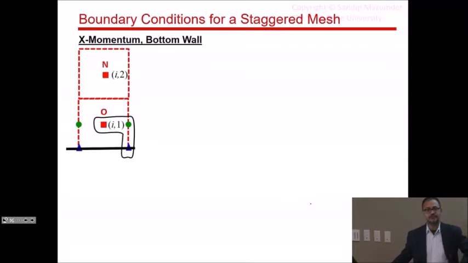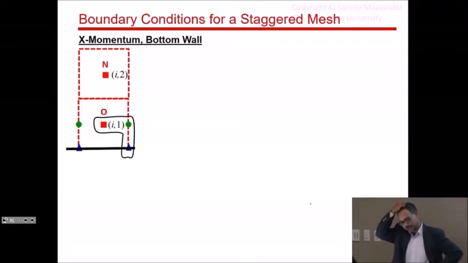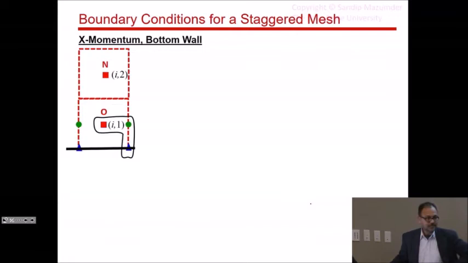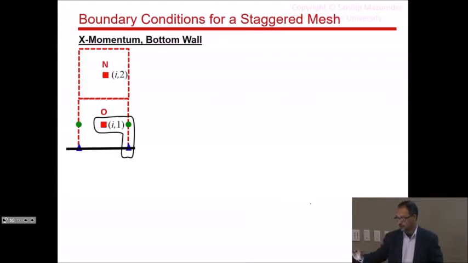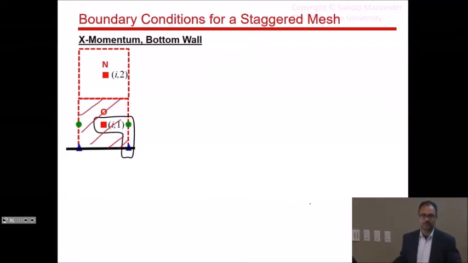Okay, let's move on and now talk about the bottom wall for X momentum. So now we have a different scenario completely. Again, this is all due to the staggering of the mesh. Things become quite non-intuitive. As you can see here, this is also a wall, but there are no cell centers on the wall, unlike the left and right walls. Okay, at the bottom wall, we actually have a control volume adjacent to the wall.